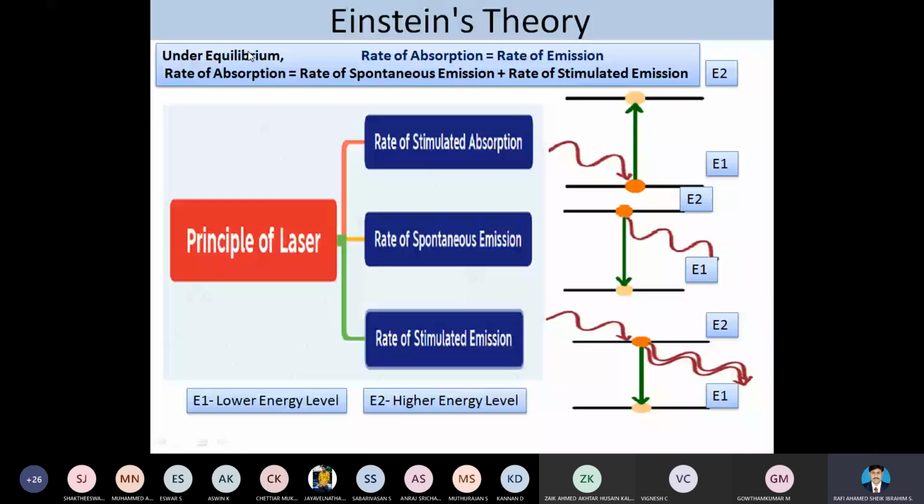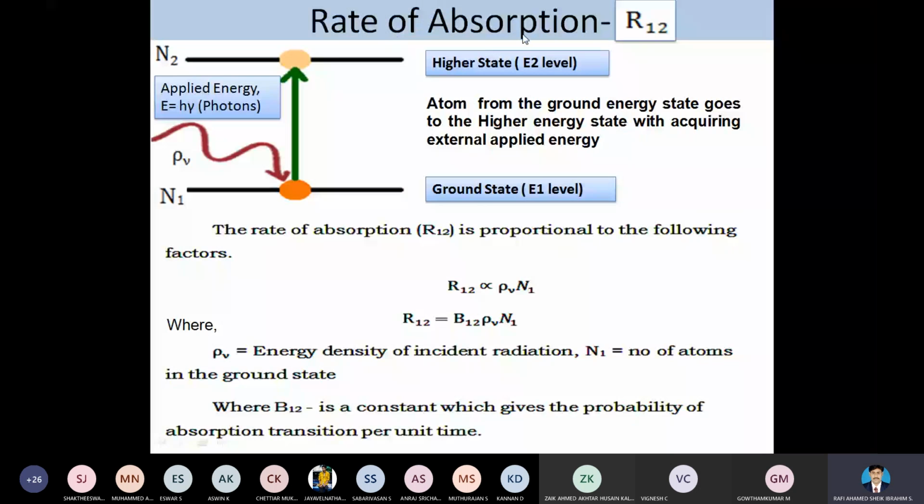Listen carefully. The rate of absorption R12 depends on the applied energy, that is rho v, and it depends on the number of atoms. So they are directly dependent. They are only going to change their position. So R12 is proportional to rho v into N1. Removing the proportionality and introducing a constant, R12 equals B12 rho v N1. So be careful with this condition.